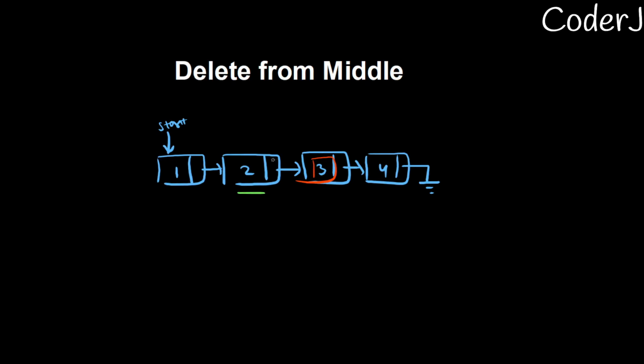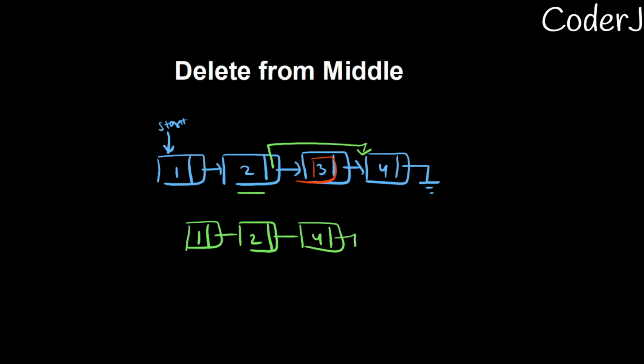If, let's say, we make 2 start pointing to 4, 3 will be lost. Your linked list will become 1 2. 2 has the address of 4, and 4 is pointing to null.